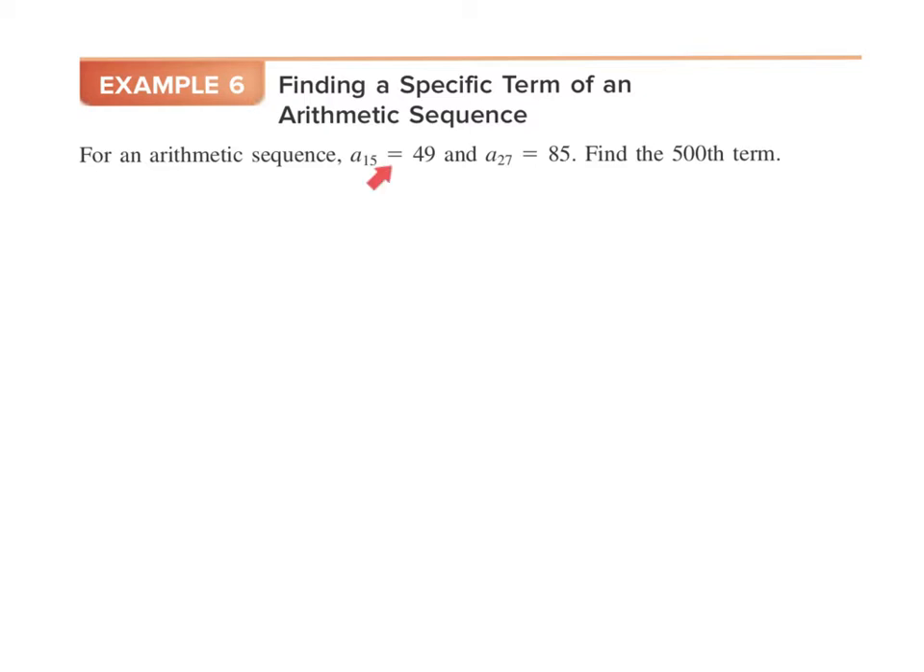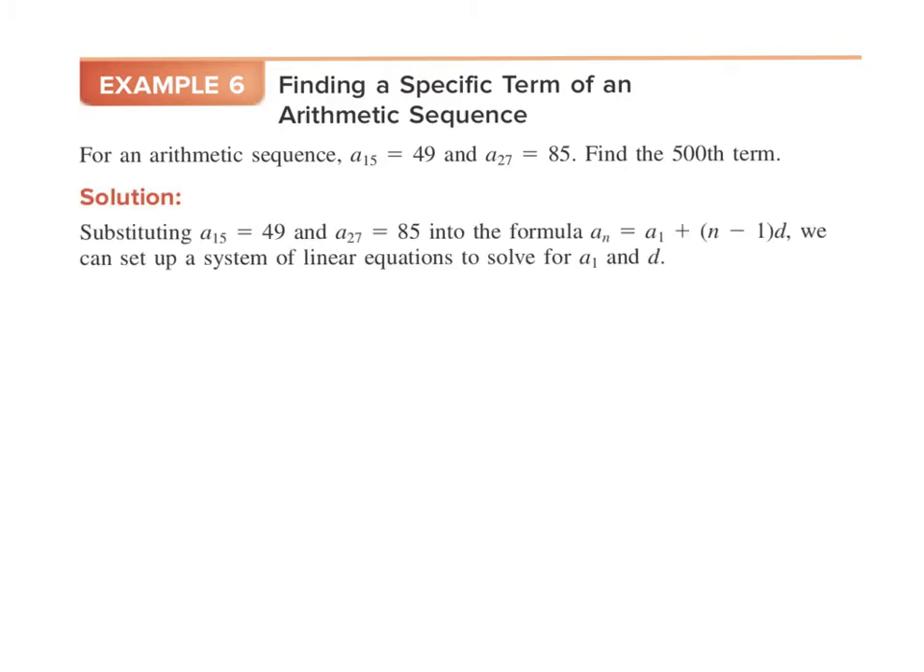Since they give us that the 15th term is 49 and the 27th term is 85, we have a couple things so far. You don't have to write all of this down. We're going to actually set up a system of equations, because we have to solve for a sub 1, and we also have to find d. We don't know the common difference, and we don't know the first term. If we had one of those things, the problem would be a heck of a lot easier. But because we have two things that we have to find out, we're going to use this and this to come up with a system.